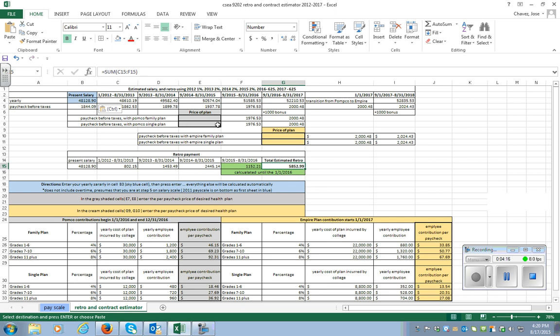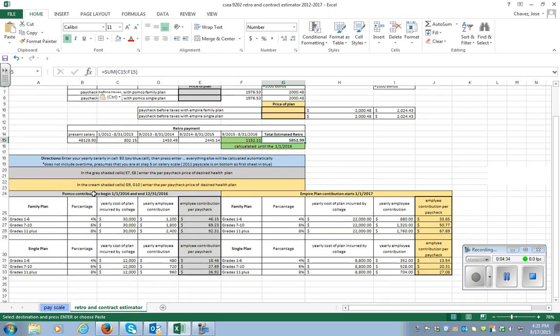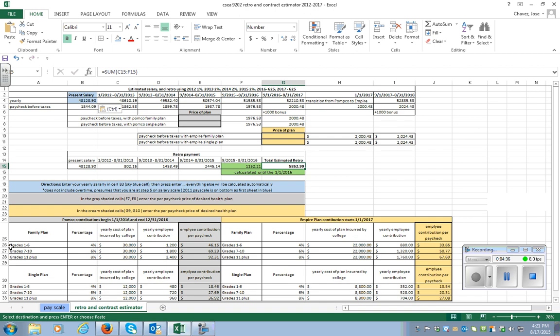The next thing that we need to calculate is the price of medical coverage with Palmco for someone who is a grade 6 step 5. The first thing that we have to do is take a look at our gray shaded cells over at the bottom of the sheet. We take a look at the grades, and we'll notice that grades 1 through 6 pay 4%, grades 7 through 10 pay 6%, grades 11 and up pay 8%. So a grade 6 step 5 would be paying 4%.